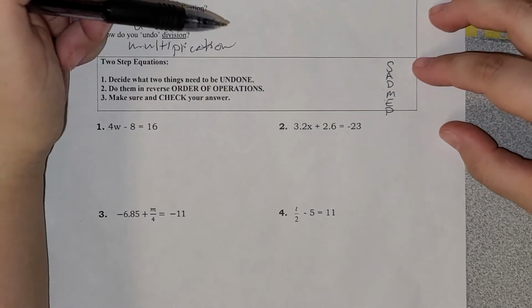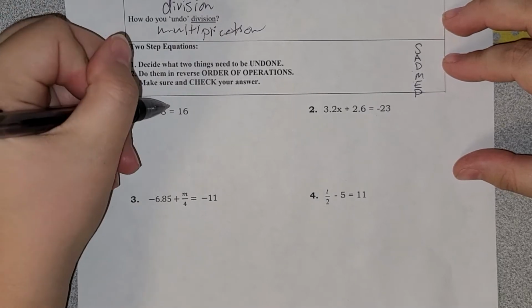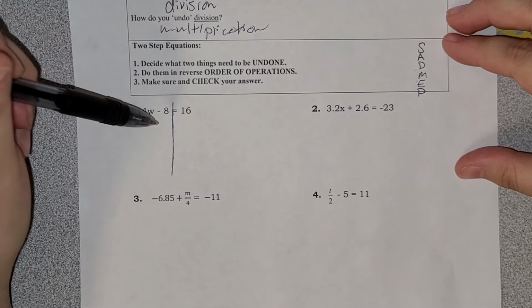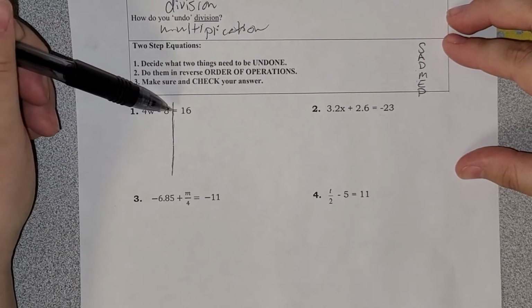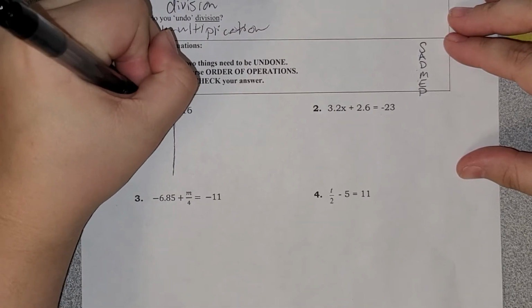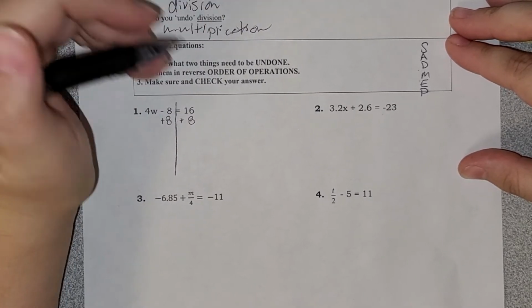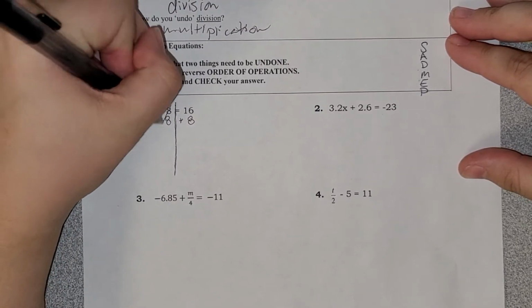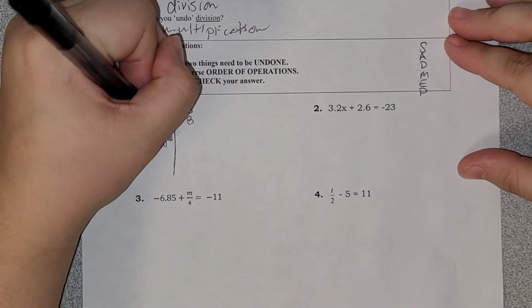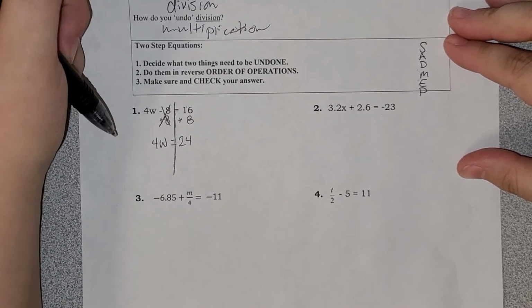If we look at number 1, we have 4w minus 8 equals 16. First, I'm going to draw my line. And we need to look, is there subtraction or addition? There is. We have minus 8. In order to do the opposite, I would add 8 to both sides because it's a balance. We want to make sure to keep everything balanced. Negative 8 plus 8 is 0, so we have 4w. And 16 plus 8 is 24. So now I have 4w equals 24.